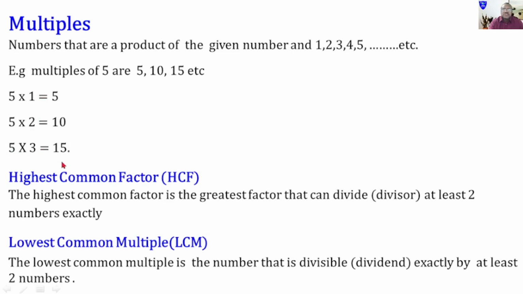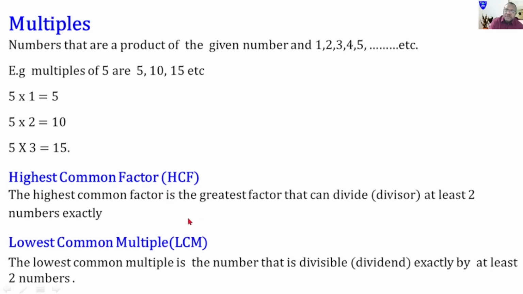So 20 is one of the multiples of 5. Right? So all these are multiples. So this is one of the ways of finding multiples of a number, guys. Okay? You simply times the number by 1, 2, 3, 4, 5, and then you can see what the multiples are. Okay? Then when it comes to the highest common factor, right?